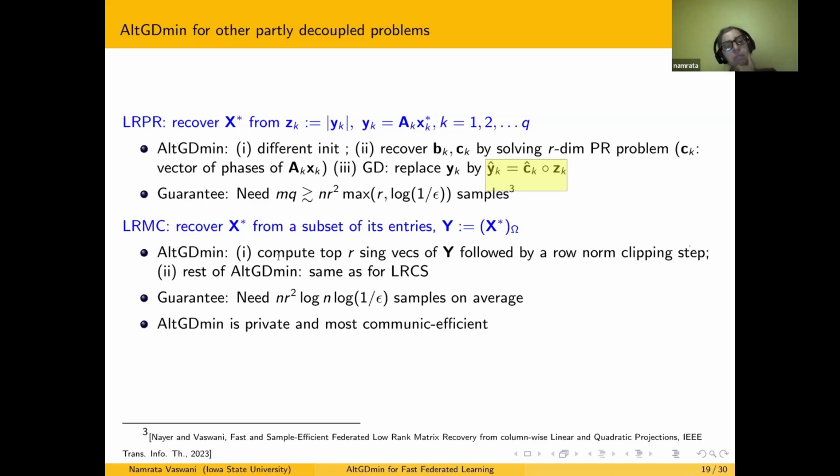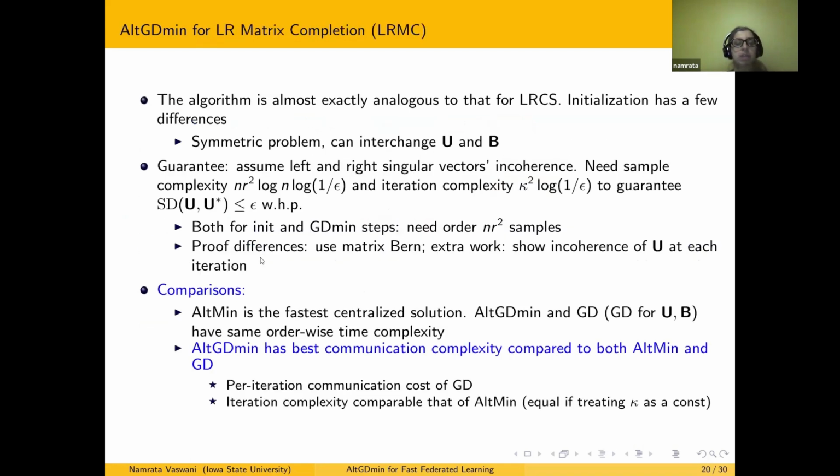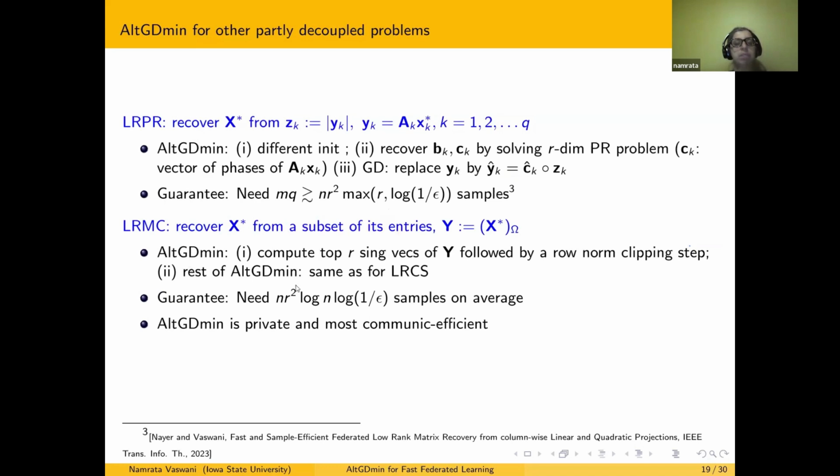And then matrix completion is another linear problem with different properties. You're trying to recover X from a subset of its entries. Here the algorithm is pretty much the same as for LRCS. Initialization is different. You compute the top R singular vectors of this Y matrix, followed by a row norm clipping step, which is needed for ensuring incoherence.